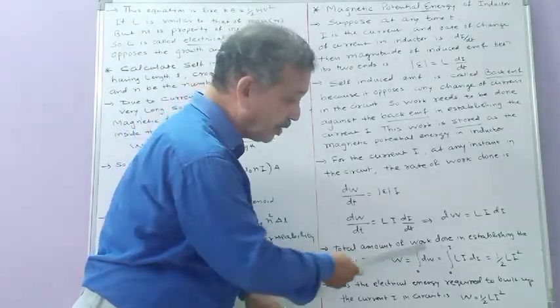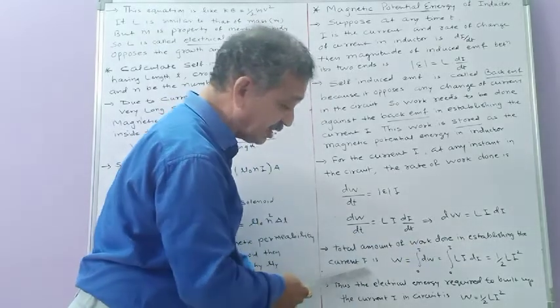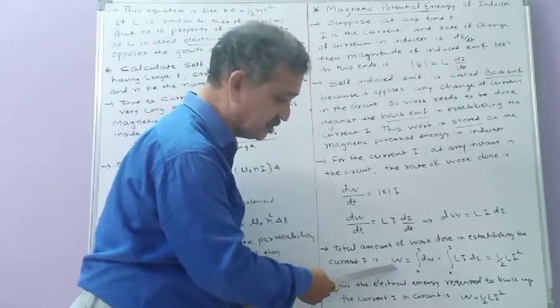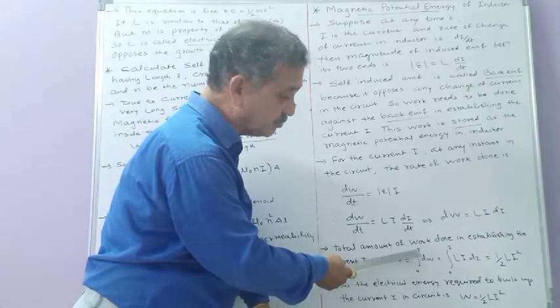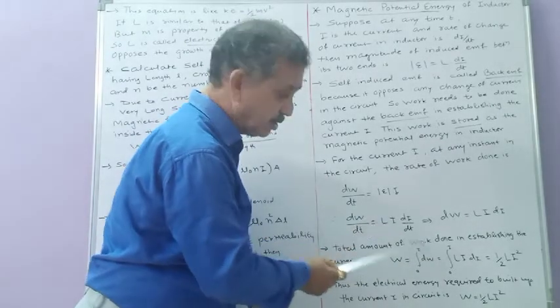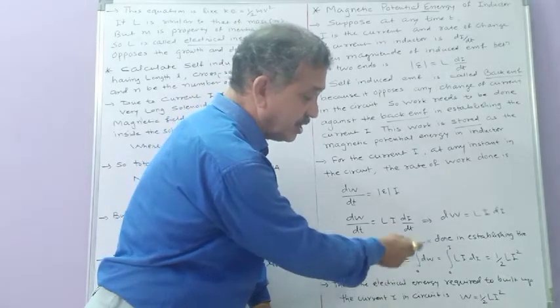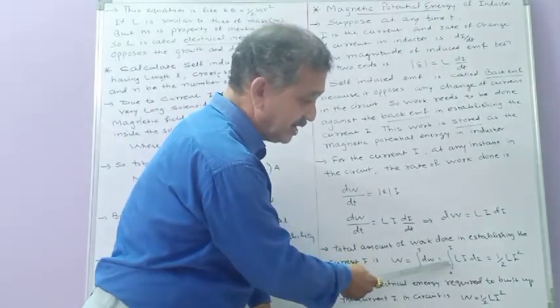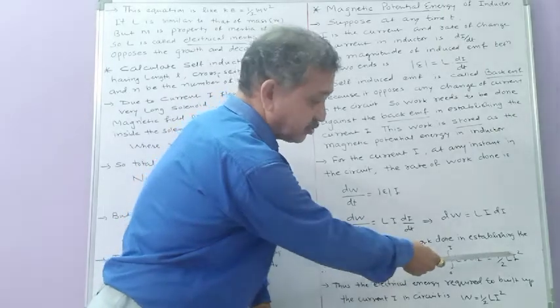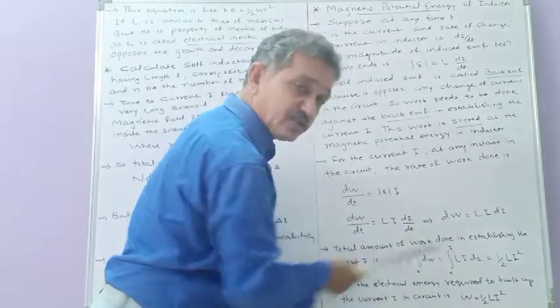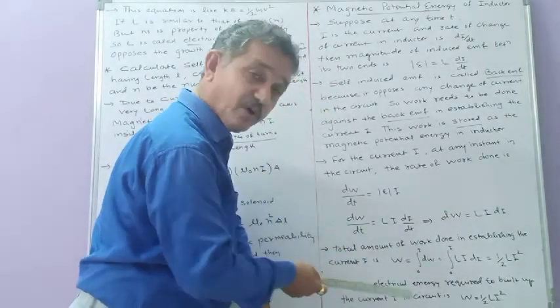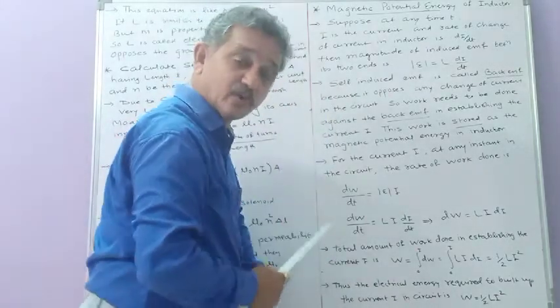So total amount of work done in establishing the current I from 0 value is W equal to integration from 0 to I of dW. यहाँ पे dW की वैल्यू पुट करें तो 0 to I का इंटीग्रेशन ऑफ L I into di. तो इसका इंटीग्रेशन में L is constant, तो I di का इंटीग्रेशन I square by 2, तो you will get it is 1/2 of L I square. And this amount of work done is known as magnetic potential energy.